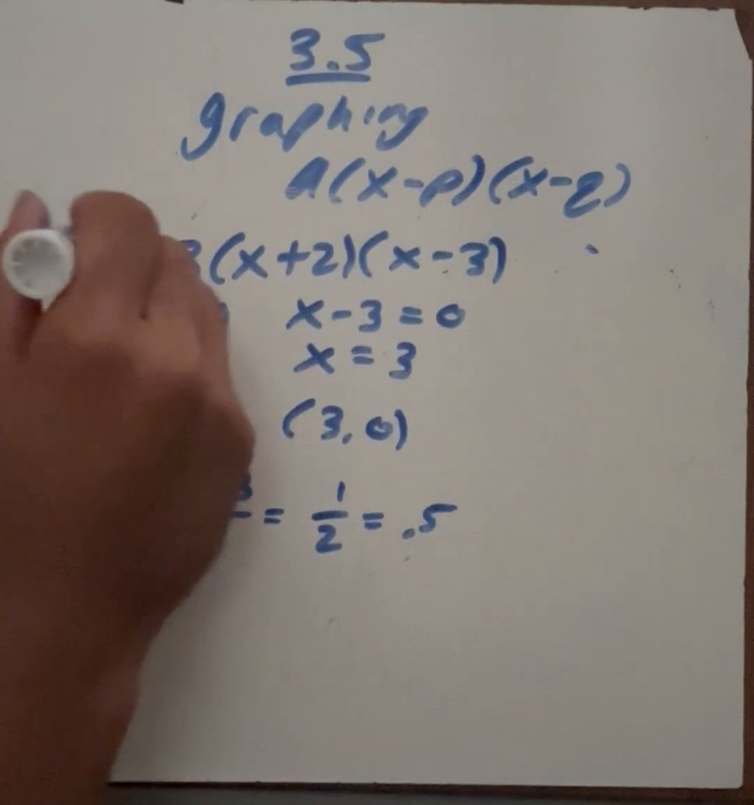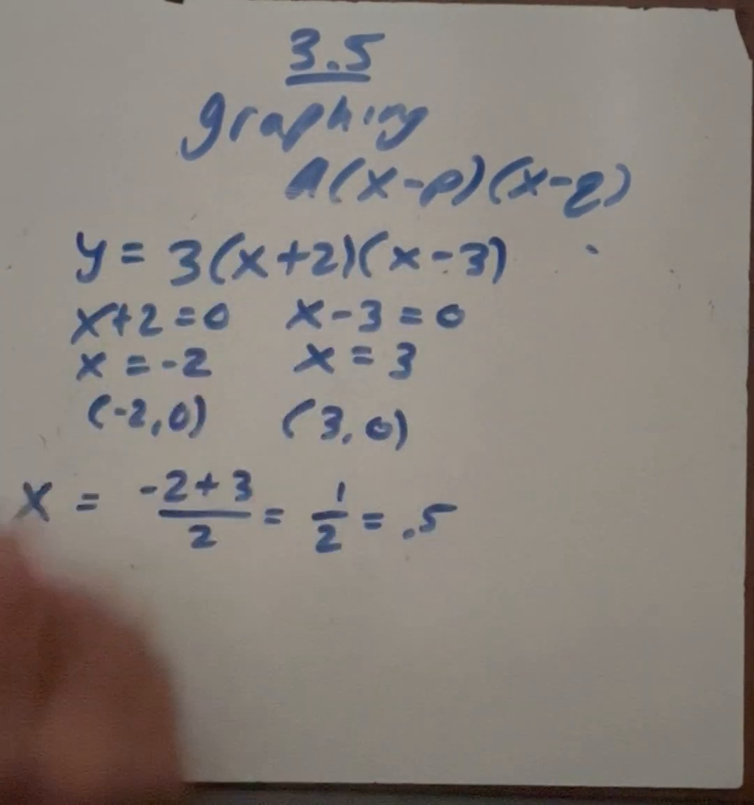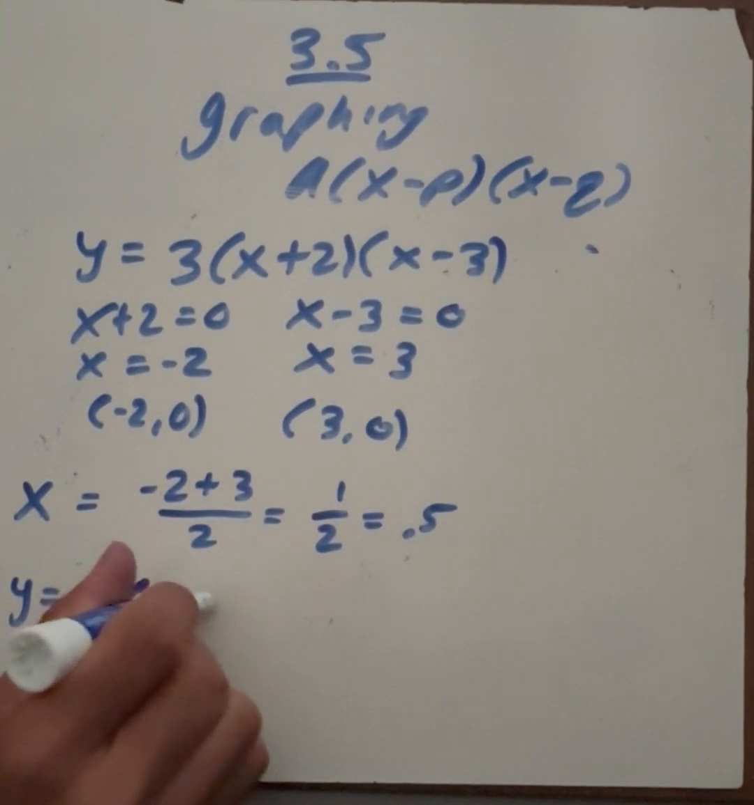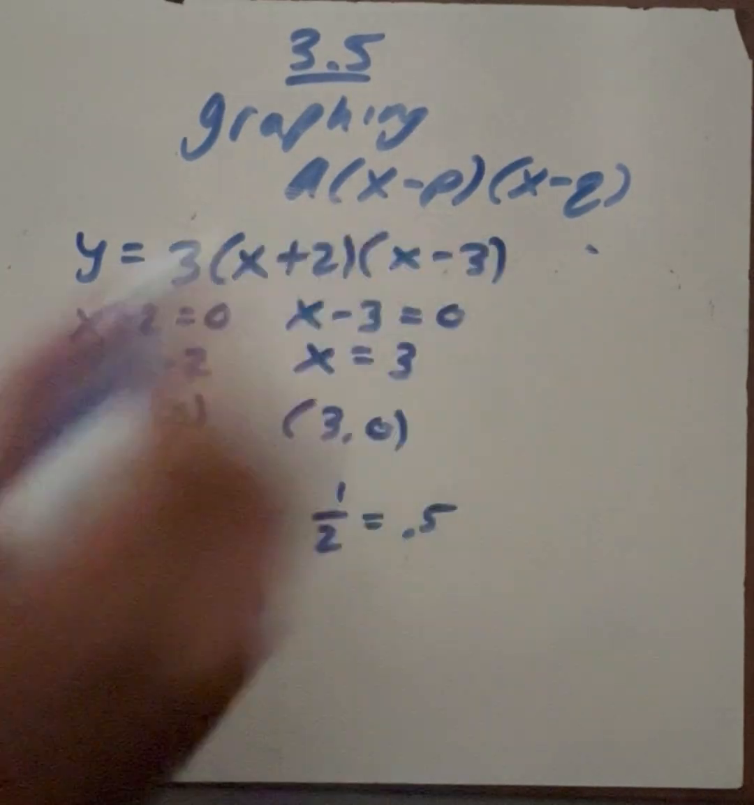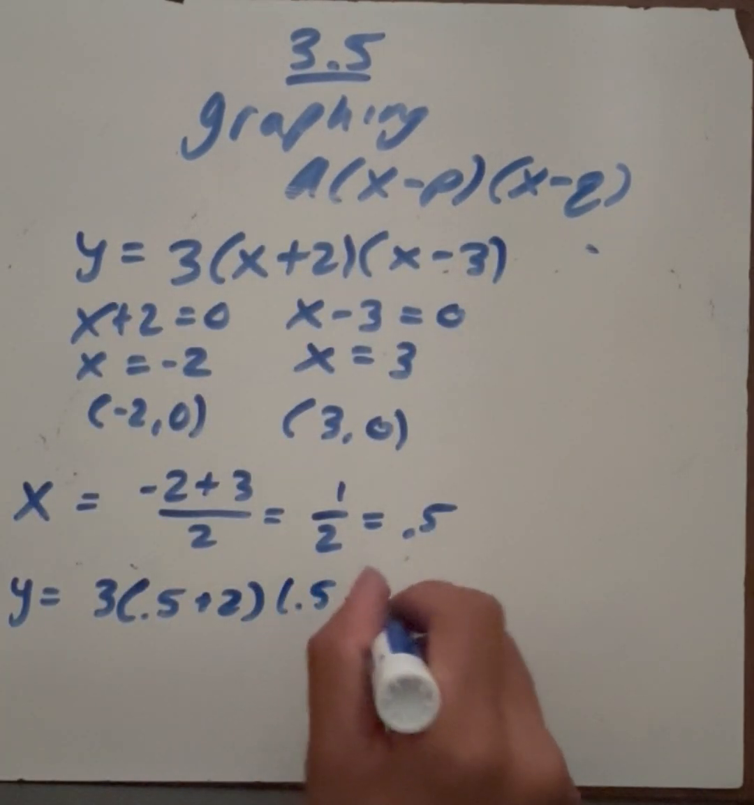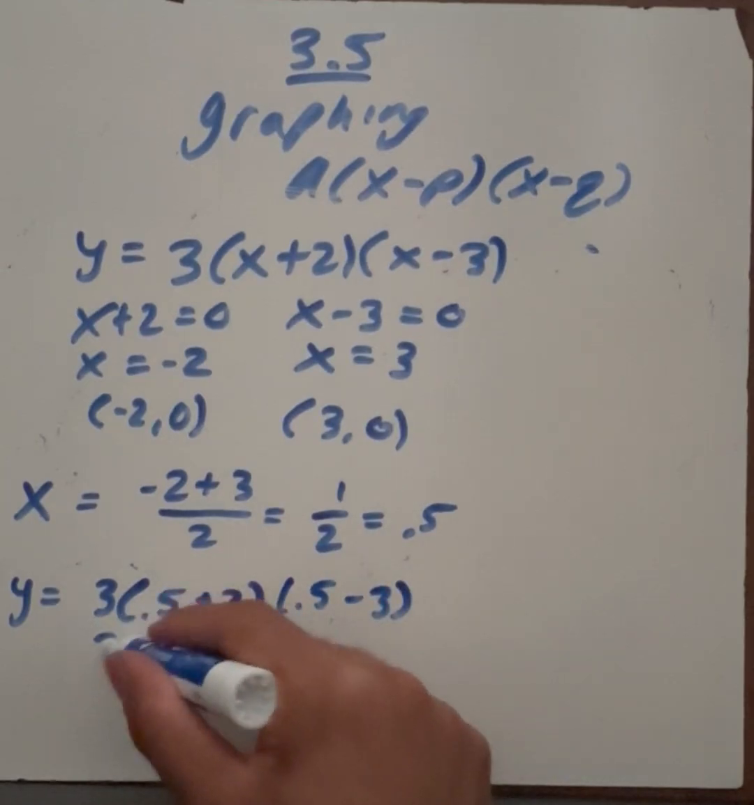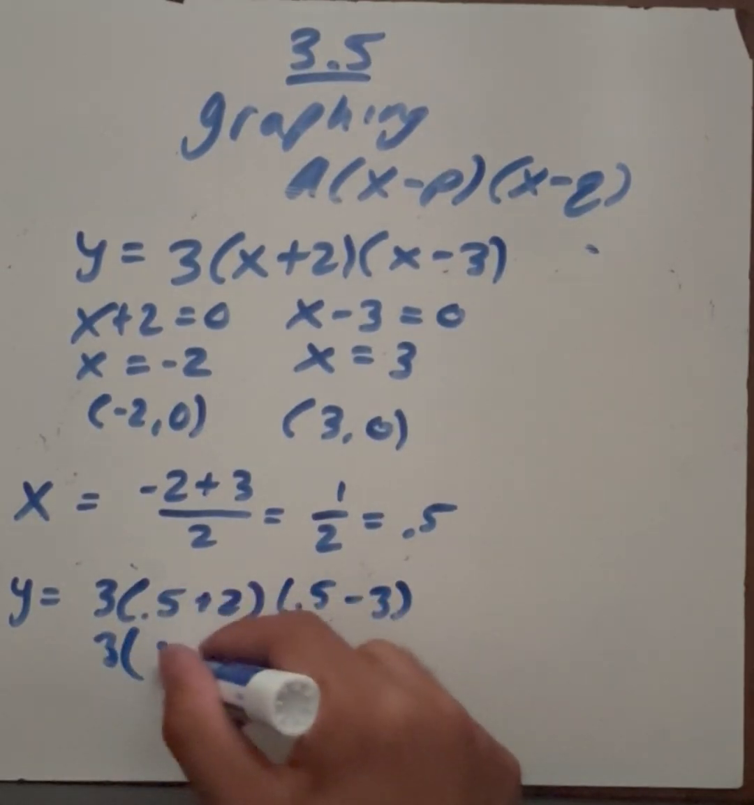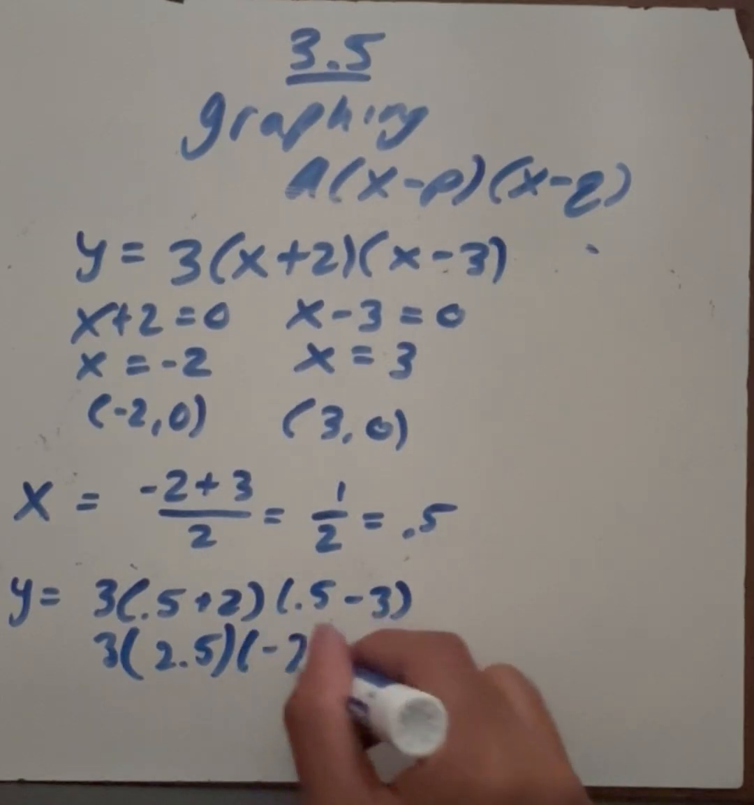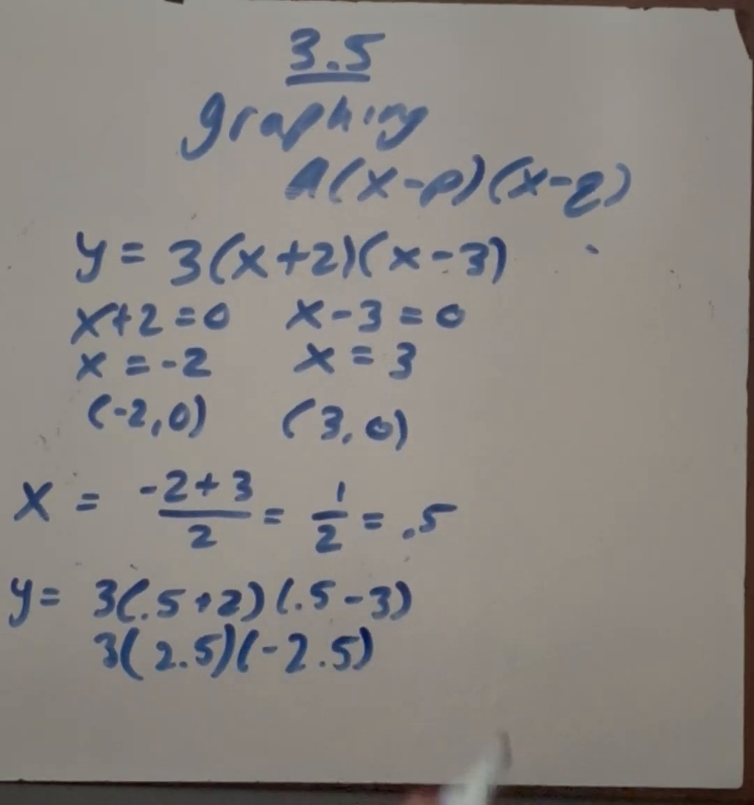To find our y, we know that y is equal to this, so we'll plug it into the equation. So 3 times (0.5 plus 2) times (0.5 minus 3). 0.5 plus 2 is 2.5. 0.5 minus 3 is negative 2.5. So 2.5 times negative 2.5.